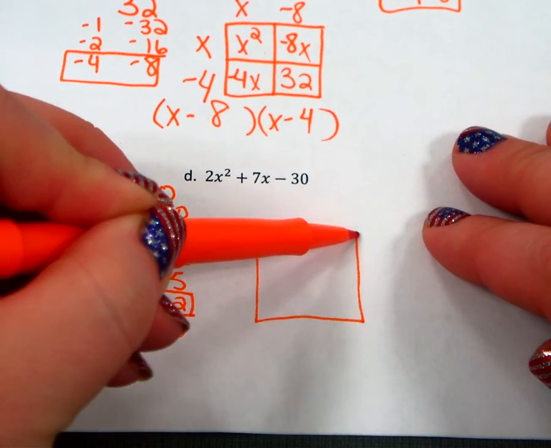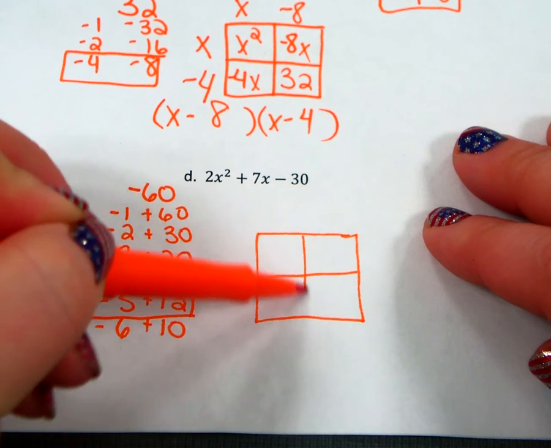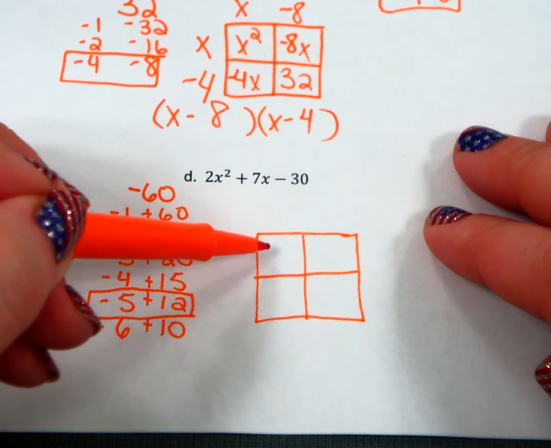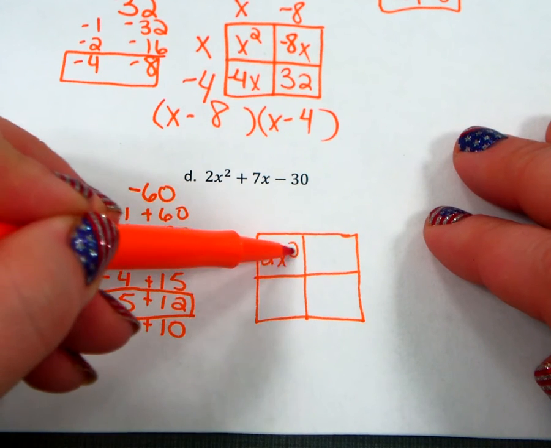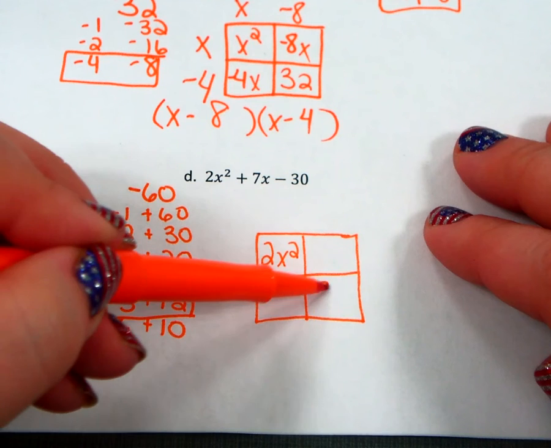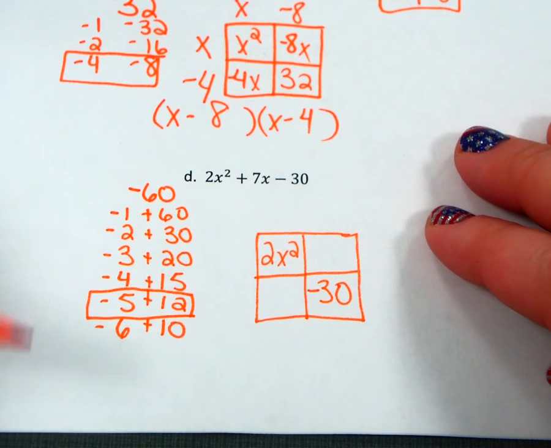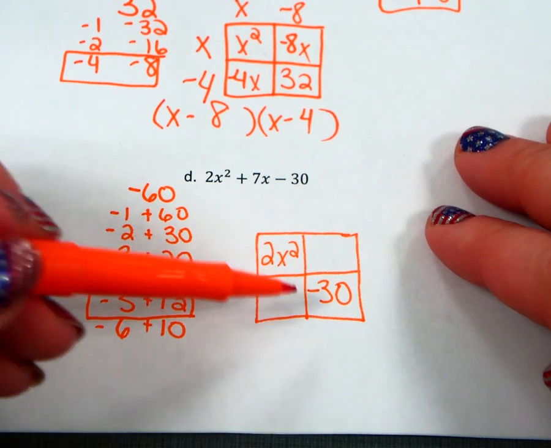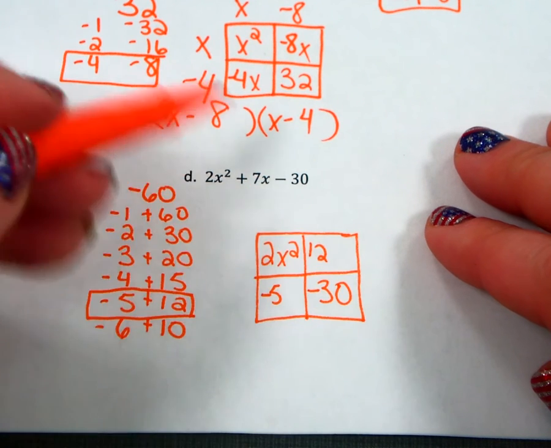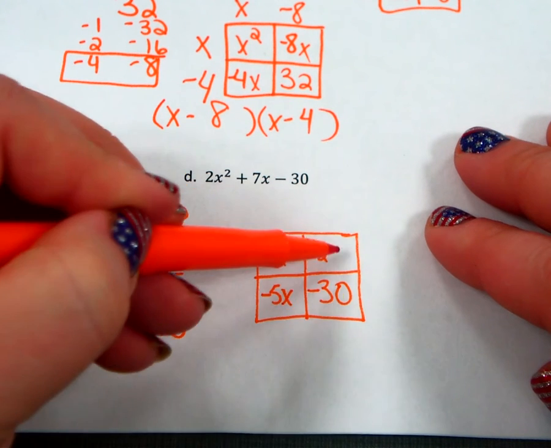Draw your box. Inside your box, your first term goes in the first box. Last term goes in the diagonal box. And your negative 5 and 12 fill up the other two boxes with an X from the middle term.